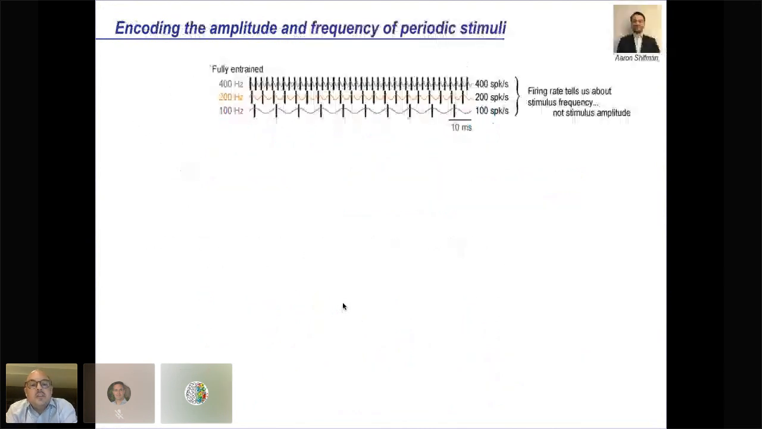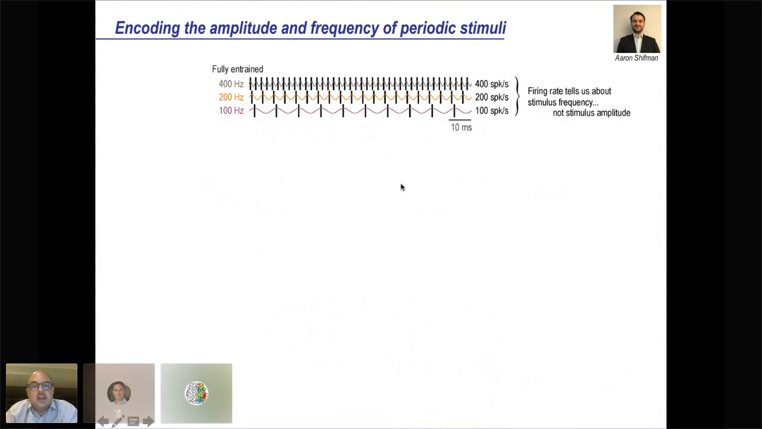So I'm going to show you some results from some simulations. But first of all, I just want to show you what would happen if you had a fully entrained response, which is to say one spike for every stimulus cycle. So we have 400, 200, and 100 spikes per second for the corresponding 400, 200, and 100 hertz stimulation. So that's fully entrained. But under these conditions, the firing rate is telling you about the stimulus frequency, and it tells you nothing about the stimulus amplitude. That's not exactly what we'd expect, but these are unrealistic firing rates in the first place.